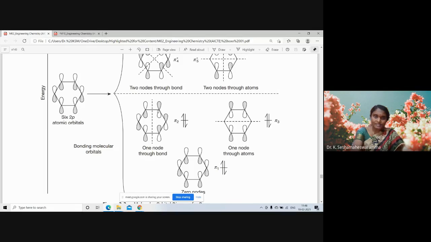So are you understanding? This is the bond between carbon-carbon. This is the bond between carbon-carbon. Here we are cutting, I mean, here nodes are changing, phases are changing. Here also. One node through bond, that is pi 2, we are representing here. One node through atoms, this is one atom, this is another atom. We are representing this as the pi 3 orbital.